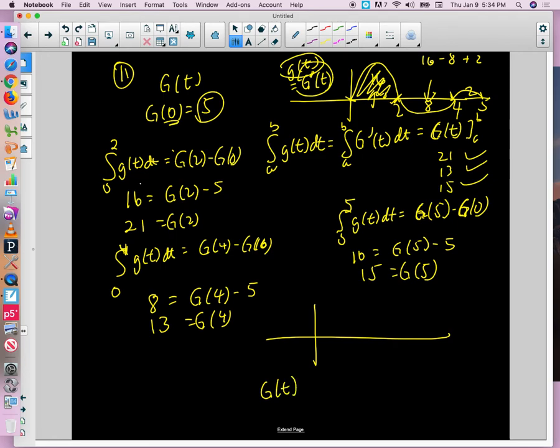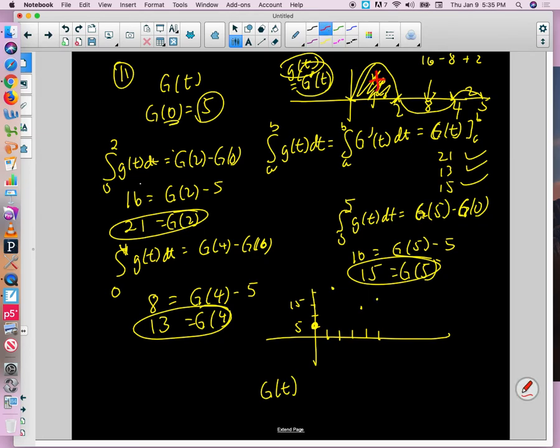All right, so we have 2, 21, so I'm going to go 5, 10, 15, 20. And G of 0 is 5. G of 2 is 21. G of 4 is 13, 5, 10, about right here. And G of 5 was 15. So a little bit up.